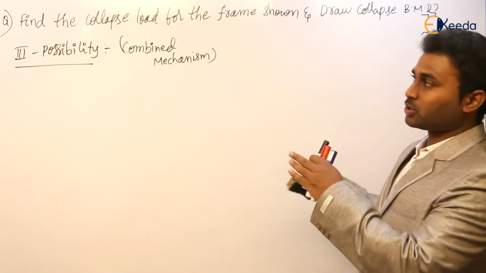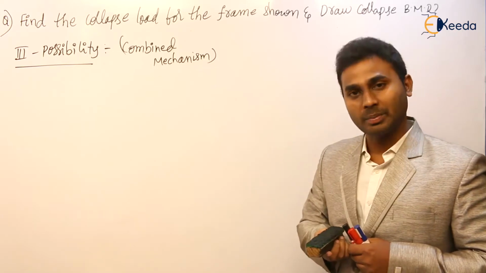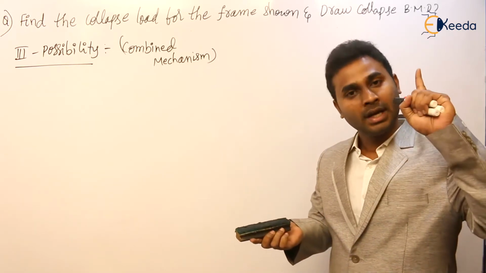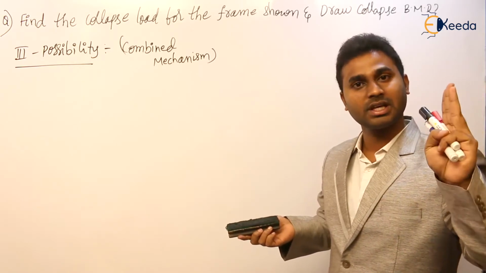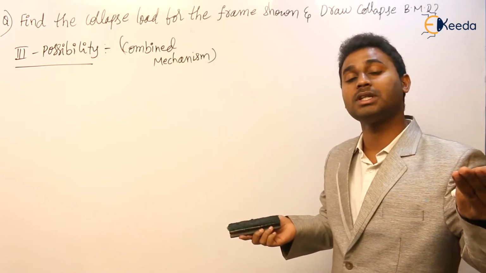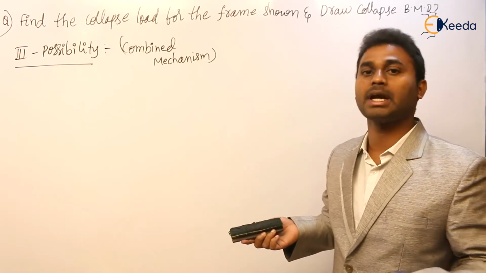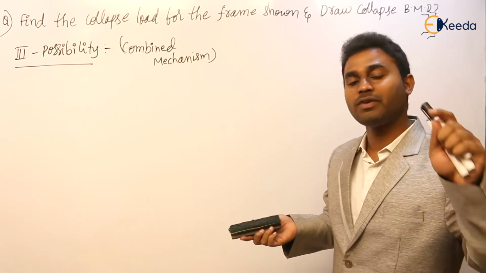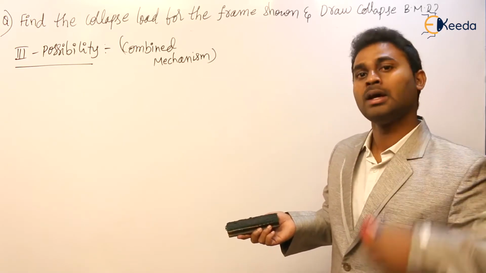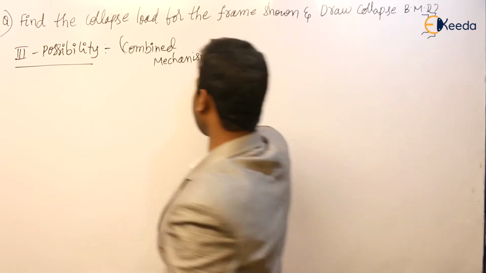As it is going to collapse, the given frame is going to collapse in a combined mechanism. So hinges are formed at A, E and C, but not at B. Wherever the hinges are formed, the moment is Mp, the plastic moment carrying capacity. But we don't know how much moment is at B. If we know the moment at B, then we can draw the bending moment diagram for this given frame.